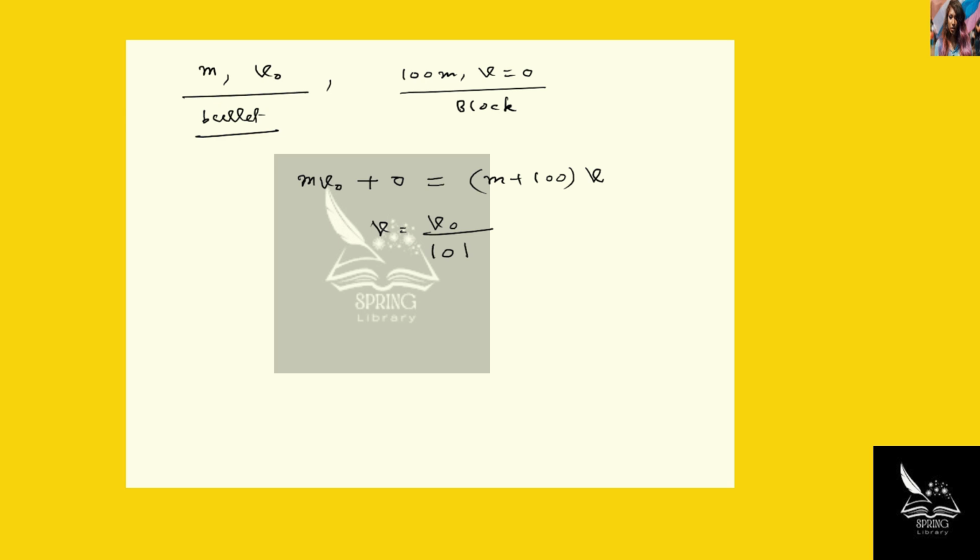Now, after the collision at point B, the kinetic energy at point B is equal to the sum of the kinetic energy of the bullet and the block. So half of m plus 100 m times v squared, and v is equal to v naught by 101. Now after calculation we get the kinetic energy at point B equal to 1 upon 202 m v naught squared.